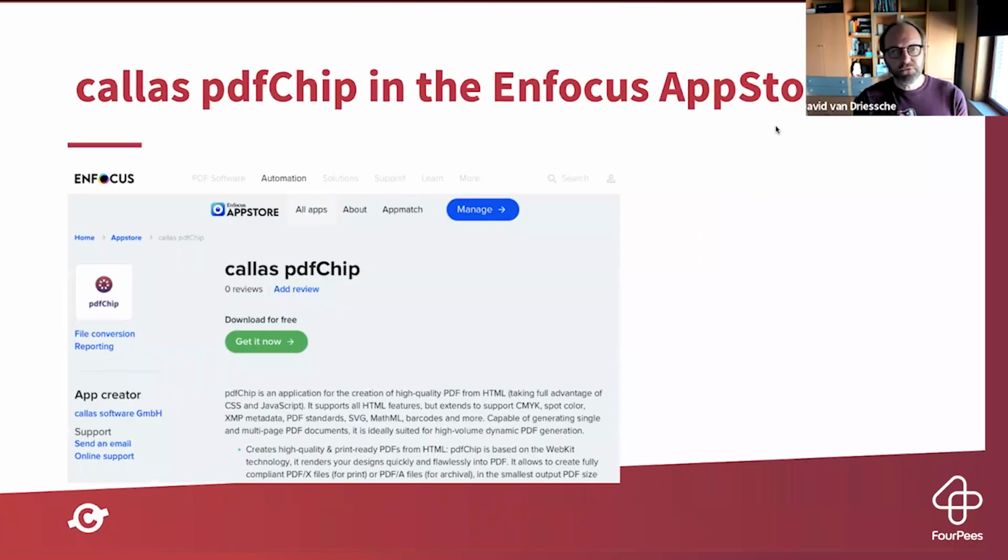If you don't know what pdfChip is, but you know what pdfToolbox is, then you actually do know what pdfChip is. pdfChip is a technology that is used in the HTML to PDF preflight report, so the custom PDF report in pdfToolbox. It's the technology that is used for the tiling functionality. It's a technology that is used for place content and place barcode and all these other things. So it's the engine that converts HTML to PDF.